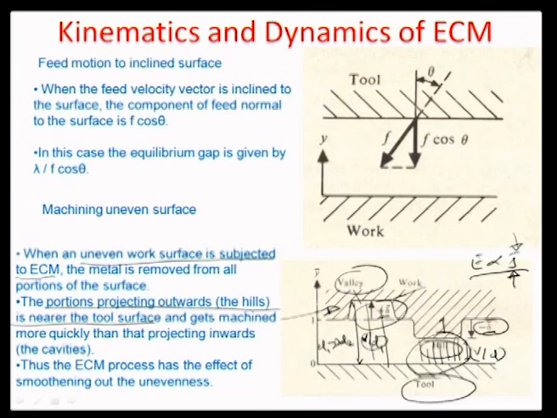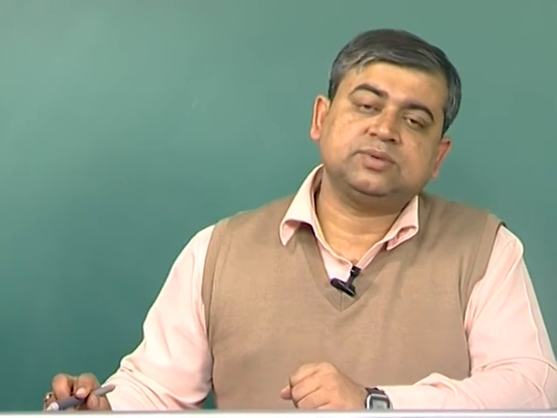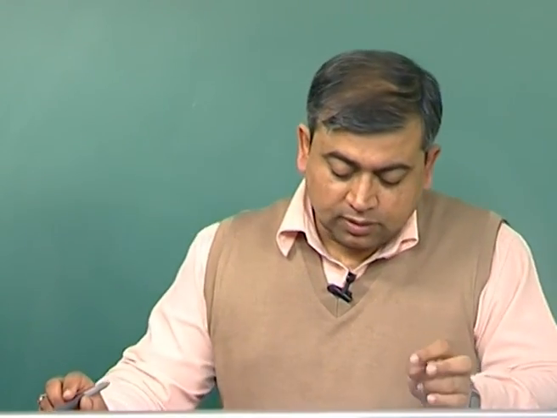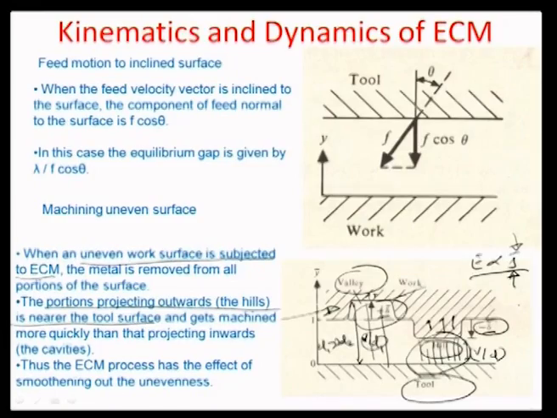So this portion gets dissolved away at a faster pace and this one at a slower pace, eventually equilibrating on the same surface. This is the same as saying that ECM is a die sinking process, as we have mentioned many times before while introducing this topic of ECM. Therefore, the portions projecting outwards get machined more quickly, and the projecting inward portions like cavities do not get machined that quickly, and therefore there is a smoothening out of the unevenness.